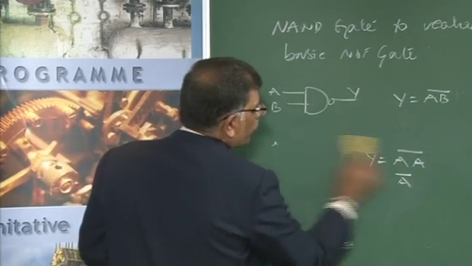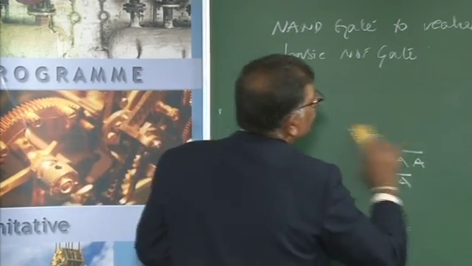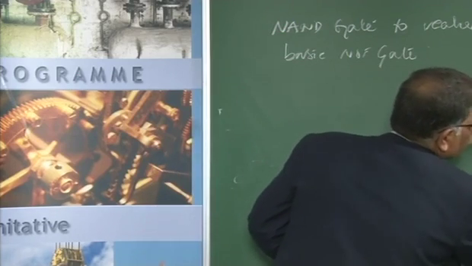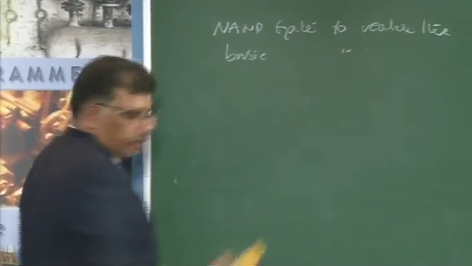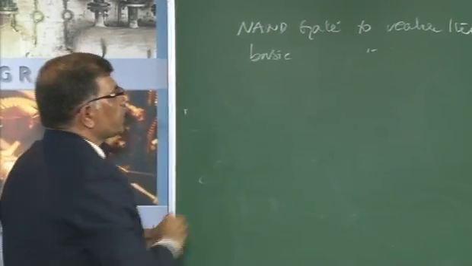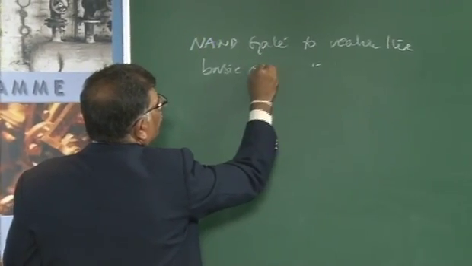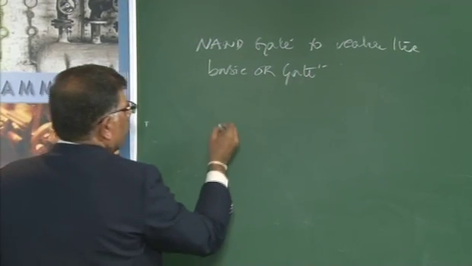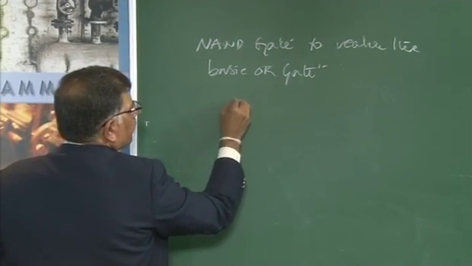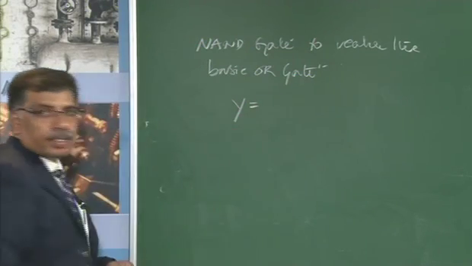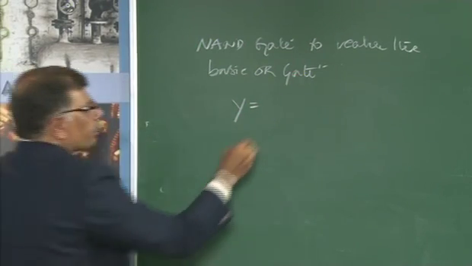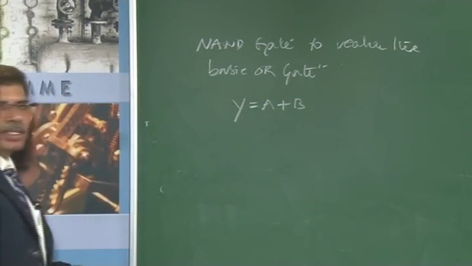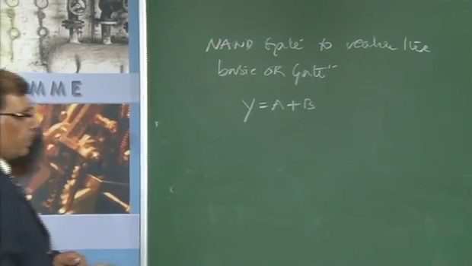Next we will see how we can realize the OR gate by using only the NAND gate. What is the function with respect to the OR gate? Y is equal to A plus B. This I wanted to realize by using only the NAND gate.